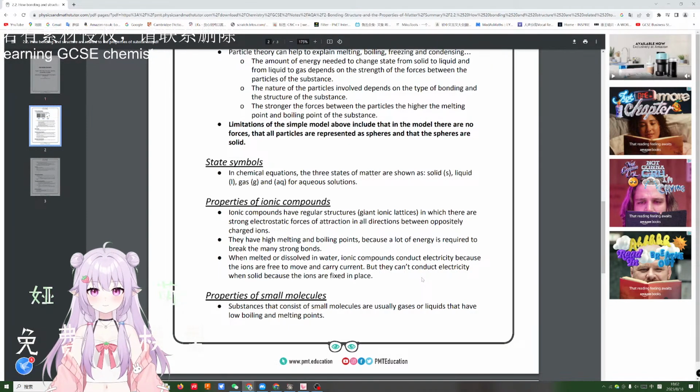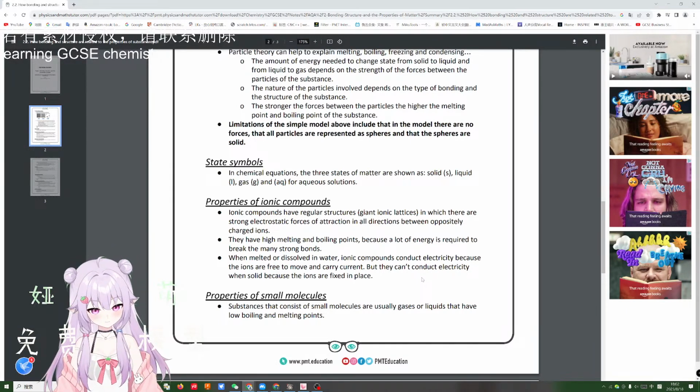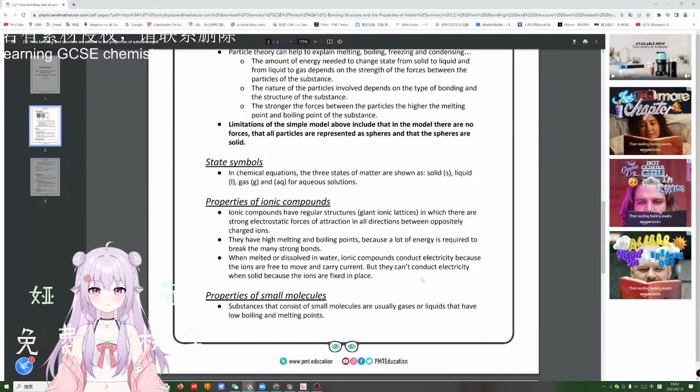So this is because of the free ions. The ions are free to move and carry current. The free ions can carry current.